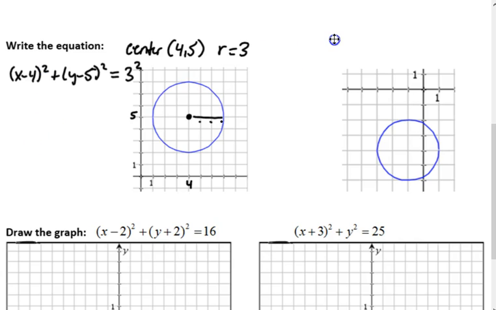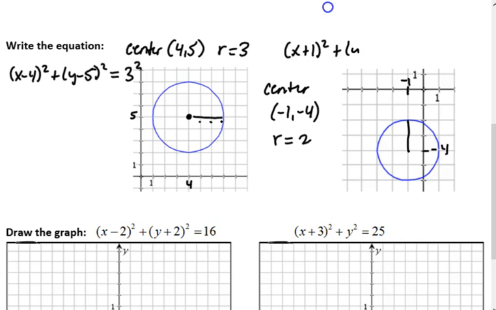Okay, now pause it and you try this one. Can you write the equation for this one? Okay, I'm assuming you have done so and unpaused it. So it looks like my center is negative 1, negative 4. My radius is 2. So the equation would be x plus 1 squared plus y plus 4 squared is equal to 2 squared, or 4.